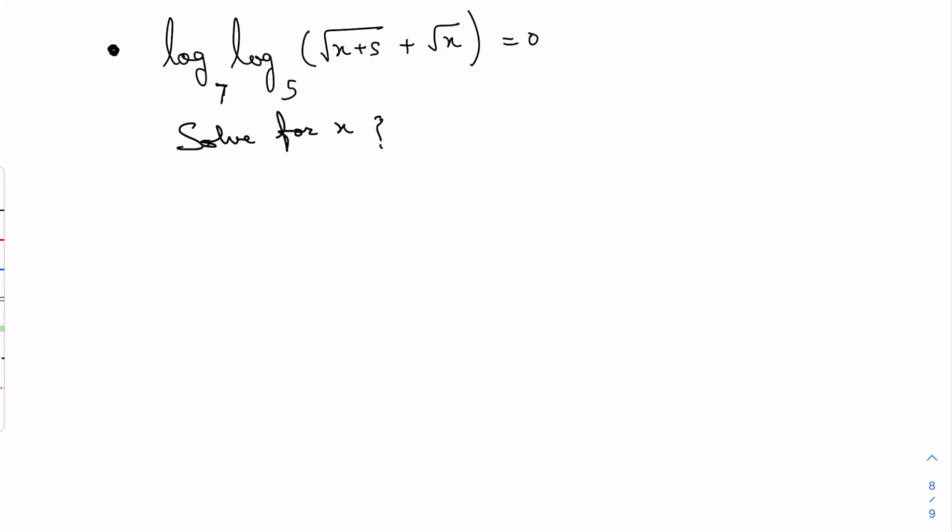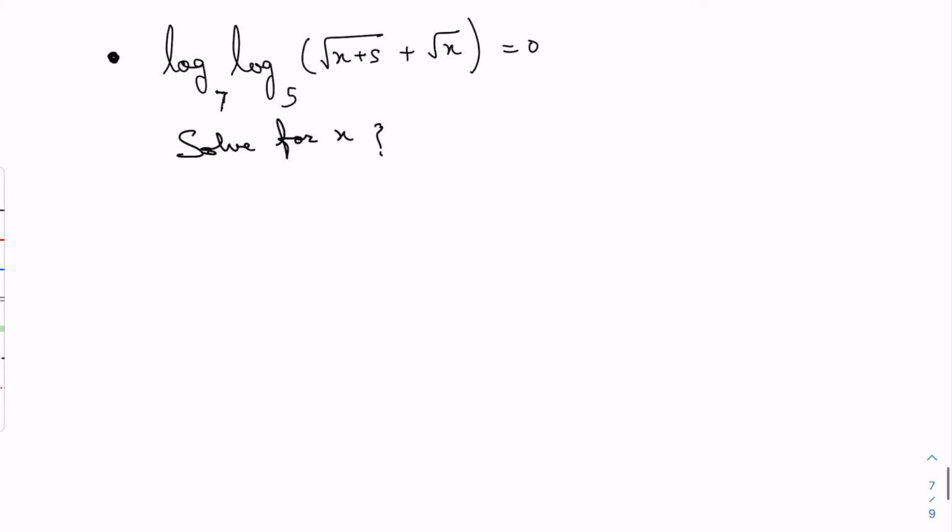And the equation has two logarithms on it, and we need to pull out x. So for that we need to remove these two logarithms, since this is the outer log. So we are going to break this one. We'll apply base 7 on both sides. So we start with this.